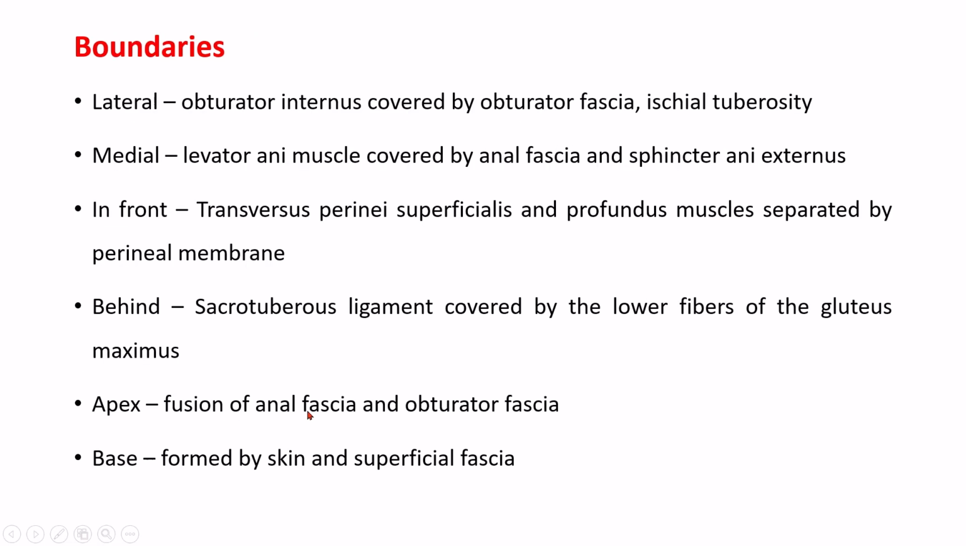Let us see here the boundaries of the ischiorectal fossa. Laterally, it is bounded by the obturator internus muscle covered by the obturator fascia and the ischial tuberosity. Medially, the levator ani muscle covered by the anal fascia and the sphincter ani externus. So, this wall will be sloping. I'll show you in the next diagram.